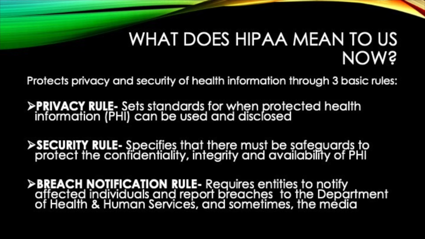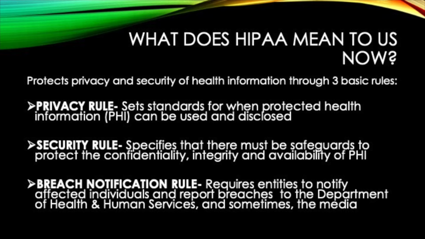The Health Insurance Portability and Accountability Act has evolved over time to take on the duties of protecting individual privacy and security of health information through 3 basic rules: the privacy rule, the security rule, and the breach notification rule. The first rule, the privacy rule, sets standards for when protected health information, or PHI, can be used and disclosed. It also sets the standards for what is considered protected health information.